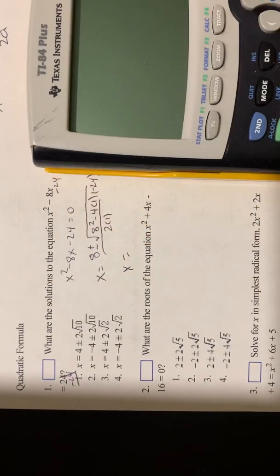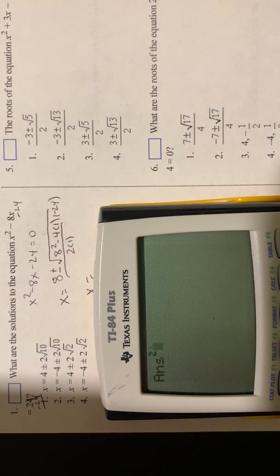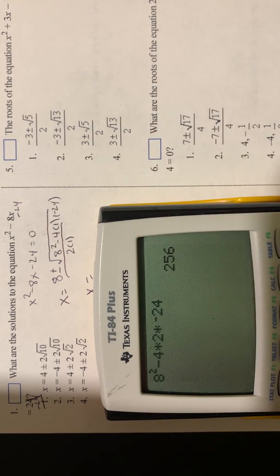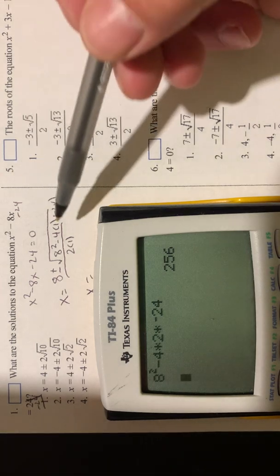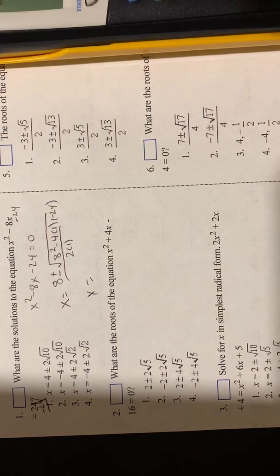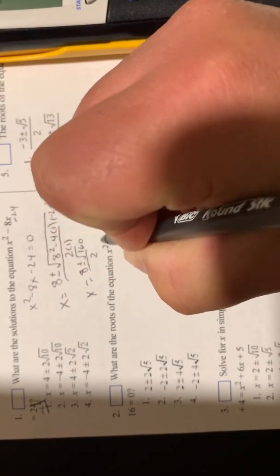All right, taking out my calculator. I'm going to just do the inside of the square root. So 8 squared minus 4 times 2 times negative 24. That gives me 256. All right, I lied to you. That's a 1. Let me redo that. 8 squared minus 4 times 1 times negative 24. That gives me 160. So I'm going to have 8 plus or minus the square root of 160 over 2.